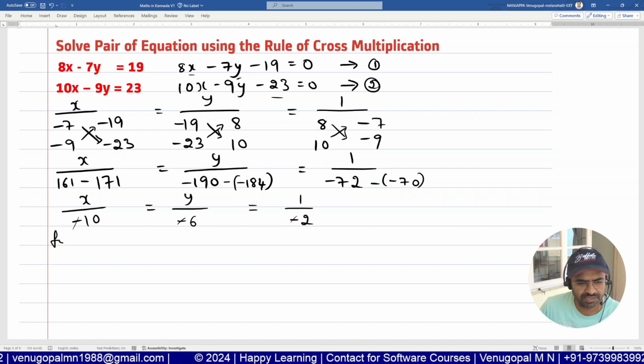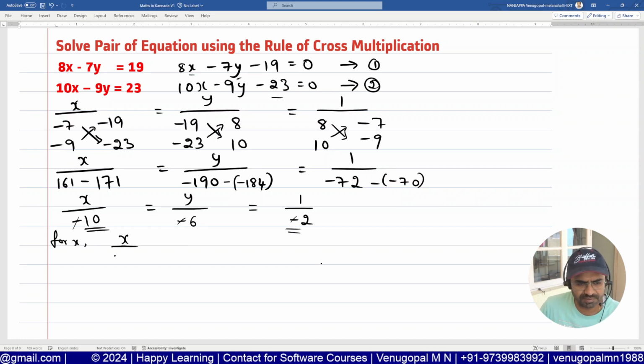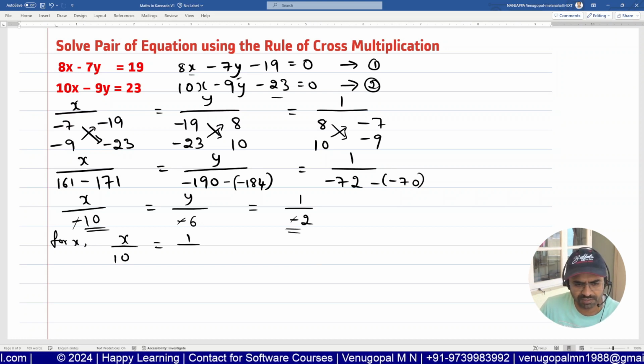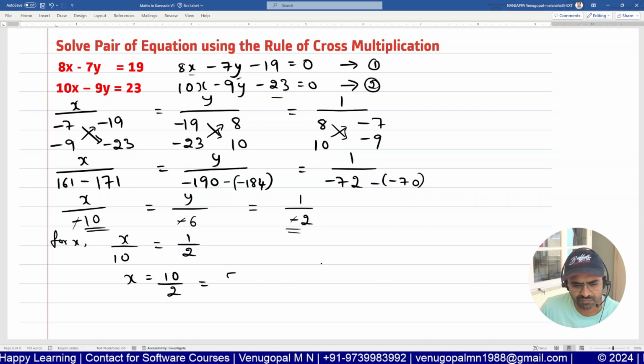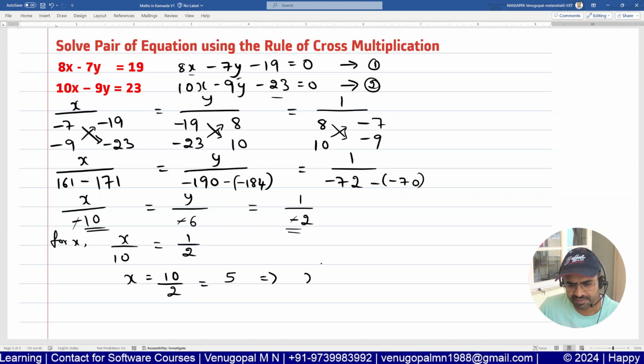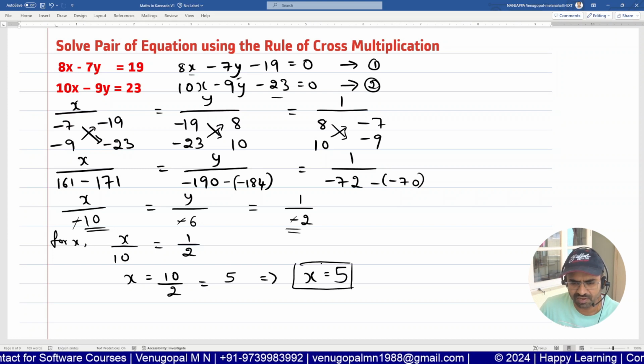Now for deriving x, let us take these two things: x divided by 10 is equal to 1 divided by 2. So x is equal to 10 divided by 2, it will become 5. So implies x is equal to 5. Clear guys? We have found out the value of x.